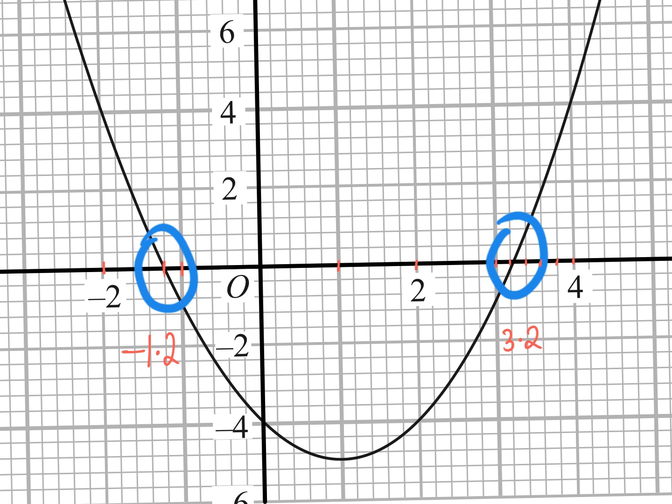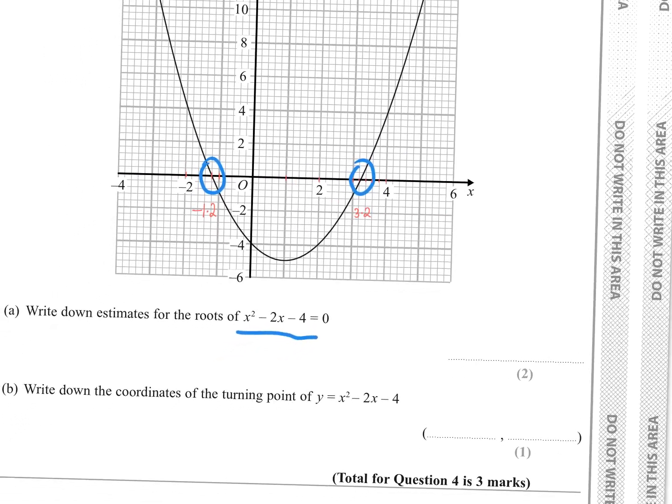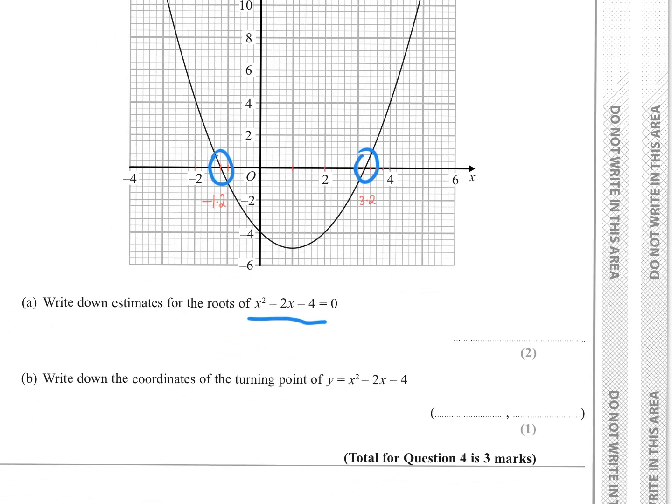Now it asks for the coordinates of the turning point. Now this is not how you would do this, but if you just completed the square, you'd have x minus 1 all squared minus 1 minus 4, which should give you x minus 1 all squared minus 5. So the answer would be (1, -5). And if you look at one of the other questions on this paper, it actually asks you to do this algebraically. In this case, that's -5 there.